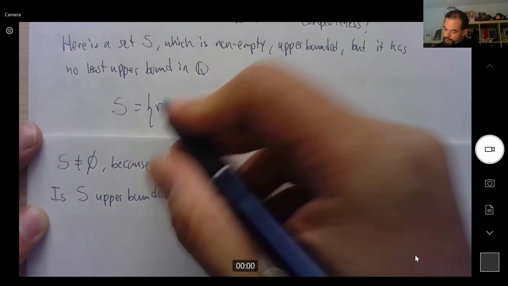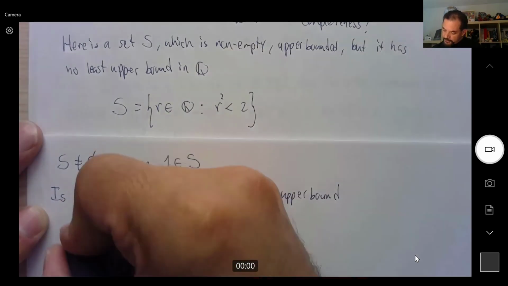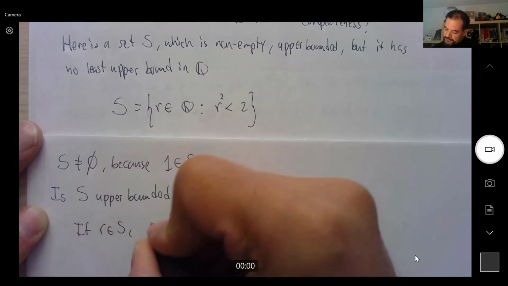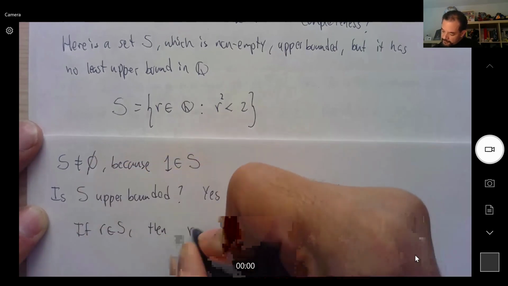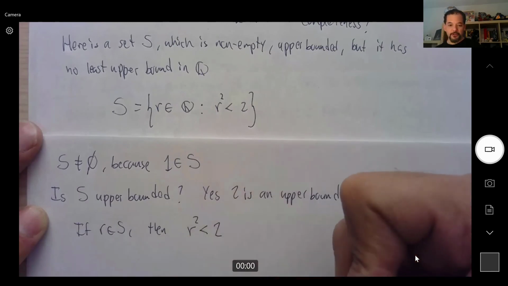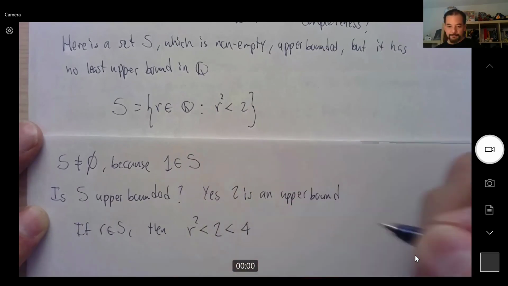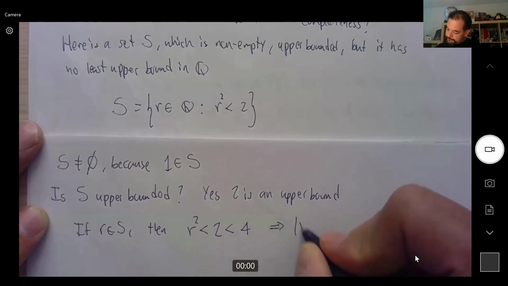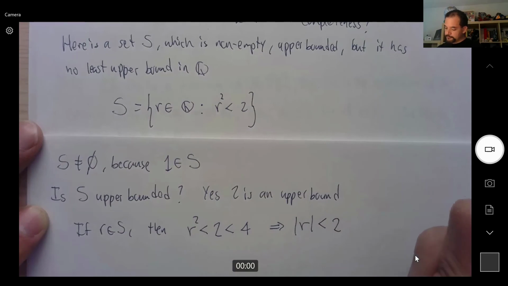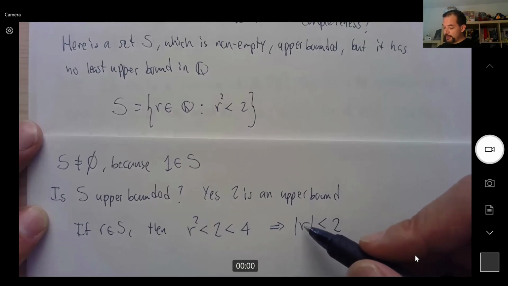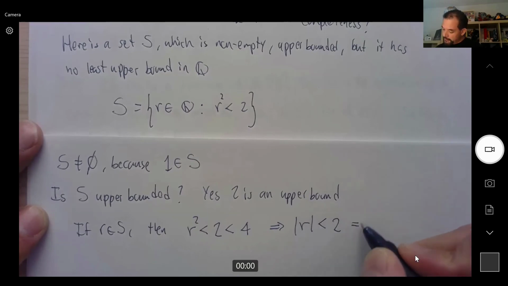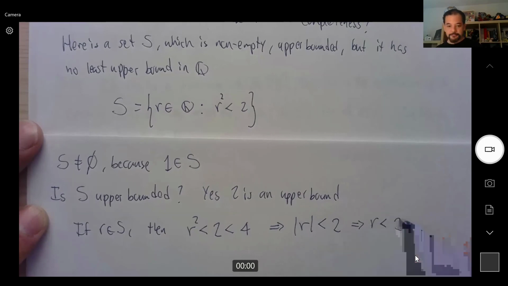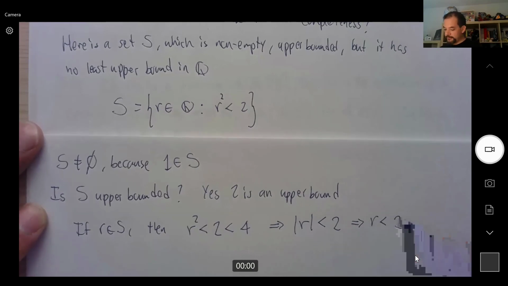Well, suppose you have an element in S. If r belongs to S, then r squared is less than 2, correct? By definition. But 2 is less than 4, right? So that means that the number r in absolute value is less than 2. So both the number and its negative are less than 2. So in particular r itself is less than 2. So it is bounded by 2.